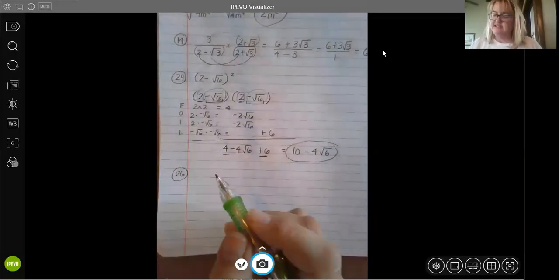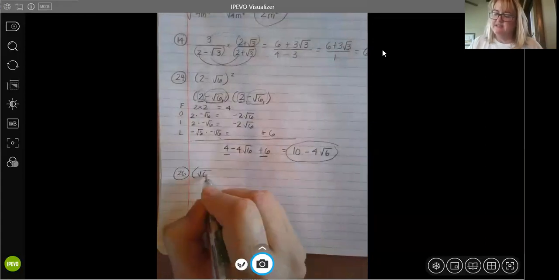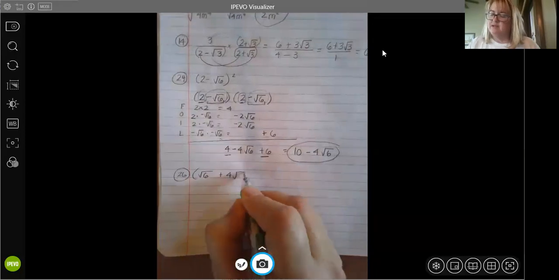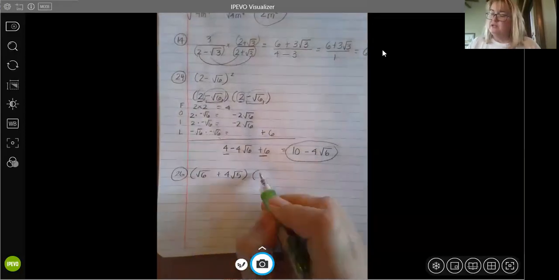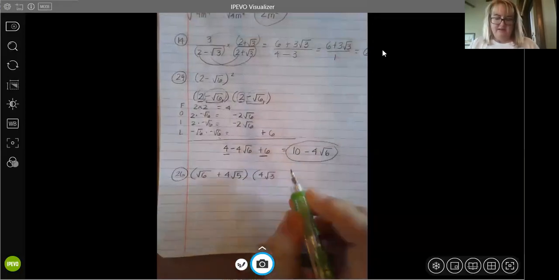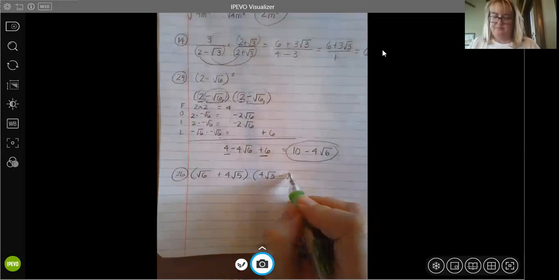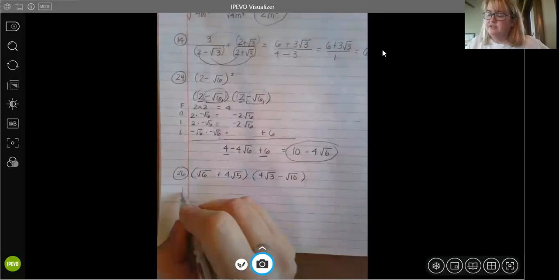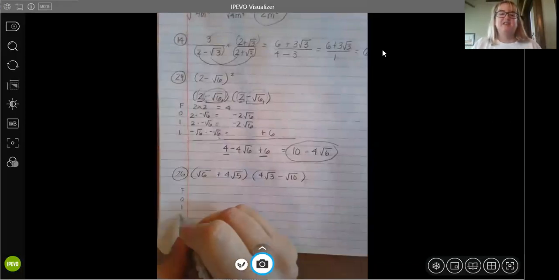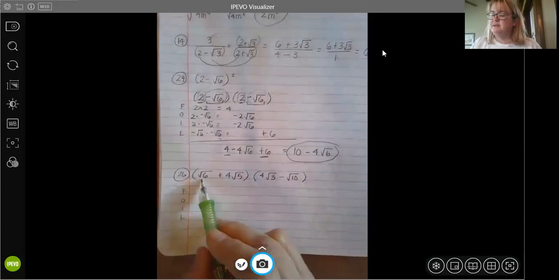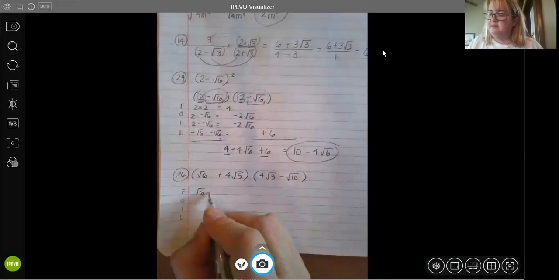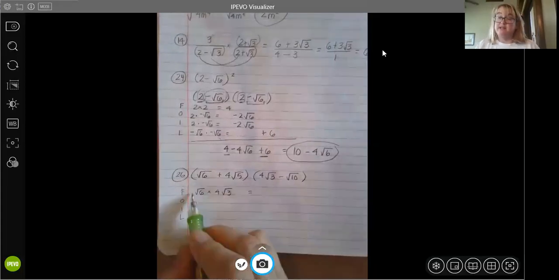All right, so 26 is the square root of 6 plus 4 times the square root of 5 times 4 times the square root of 3 minus the square root of 10. Again, we're going to use FOIL, first, outer, inner, last. The first terms, square root of 6 times 4 times the square root of 3. Well, this is the same thing as 1 times the square root of 6.